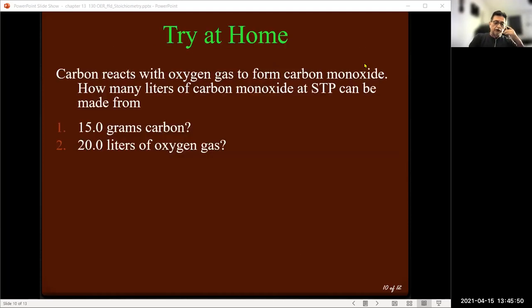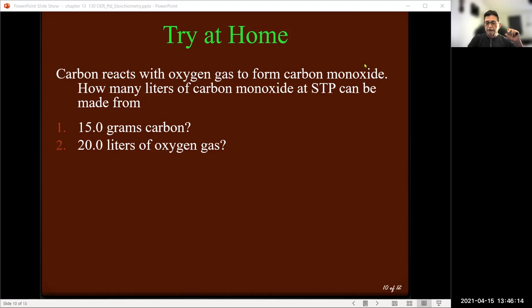So try these at home. Good time to try these and see if you can work them. It says carbon reacts with oxygen gas to form carbon monoxide. How many liters of carbon monoxide at STP can be made from 15 grams of carbon and 20 liters of oxygen gas?